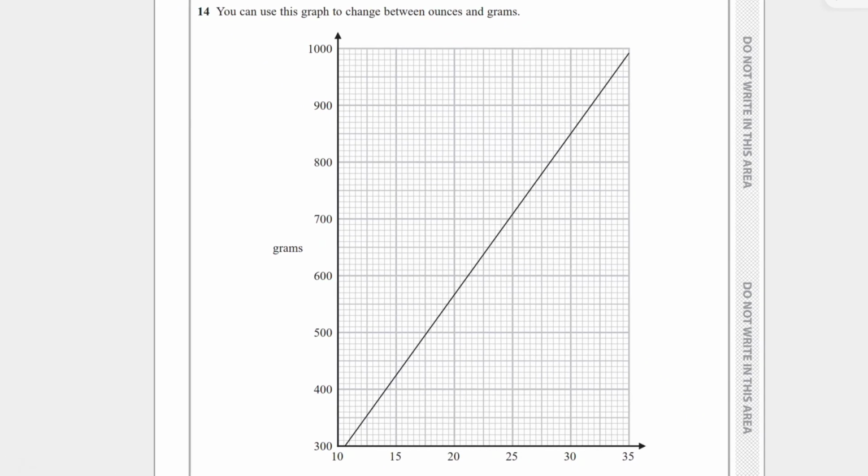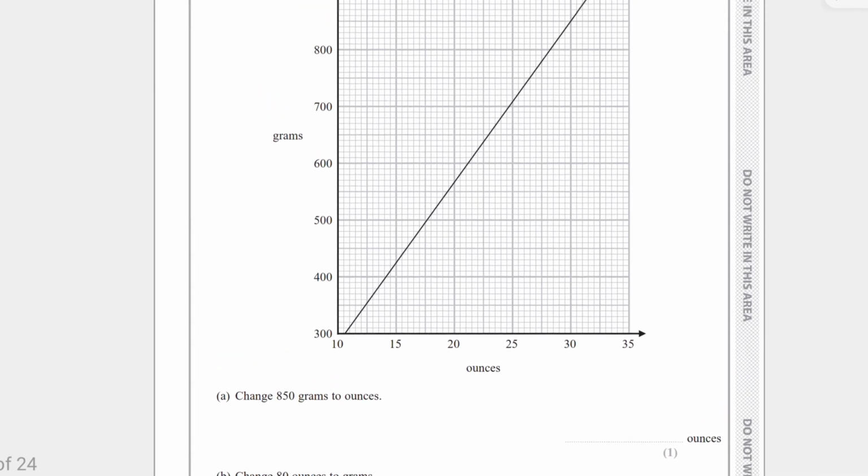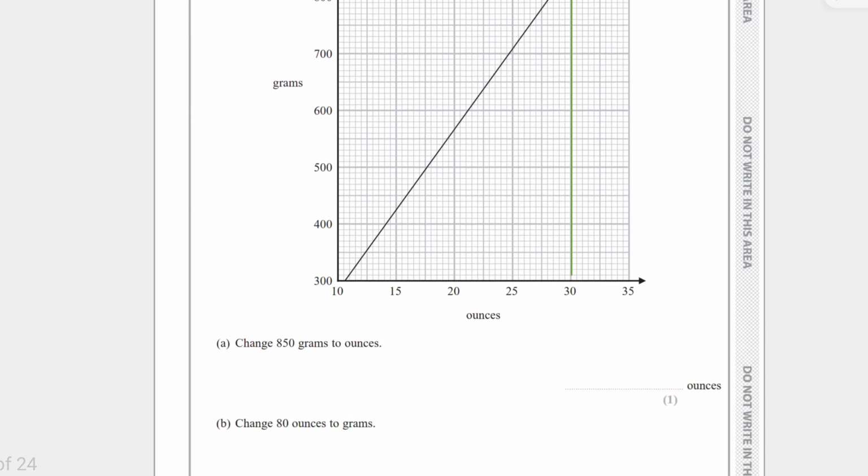You can use this graph to change between ounces and grams. Change 850 grams to ounces. So 850 is between 800 and 900, which is right here. So tracing that, we have this point here, and that goes across to 30. So that means 850 grams to ounces is 30 ounces.